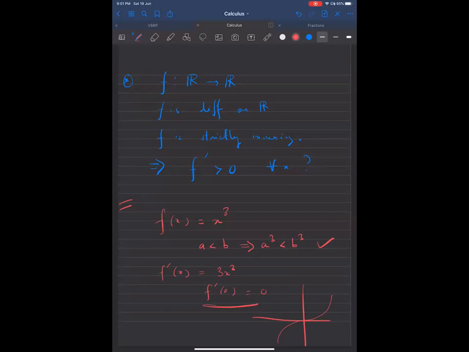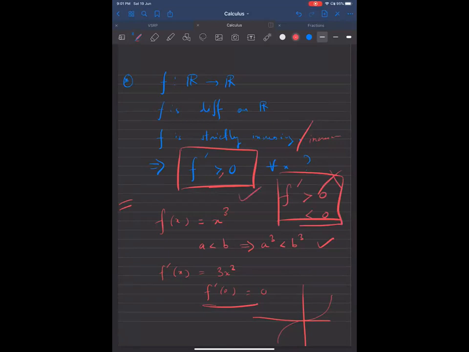So what you can say is, if the function is increasing or strictly increasing, then f dash is greater than or equal to 0. That is something else. You can't really say about f dash greater than 0 or less than 0. You can't say anything about the strict inequality of f dash, but you can definitely say this.